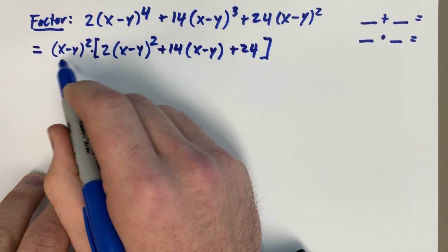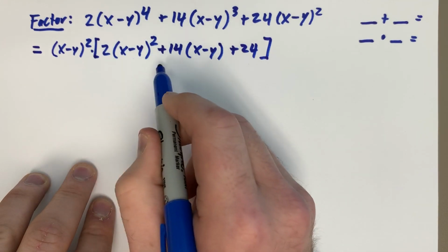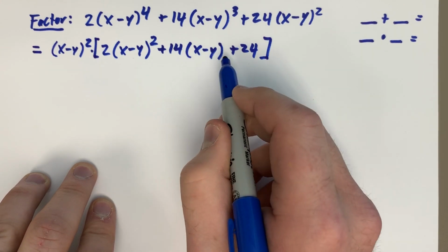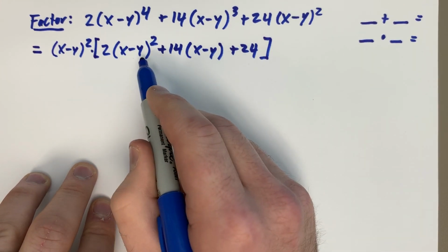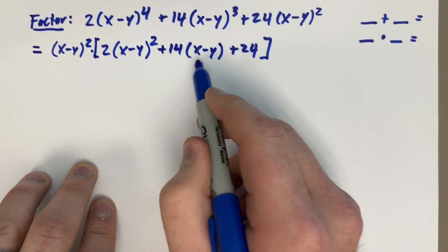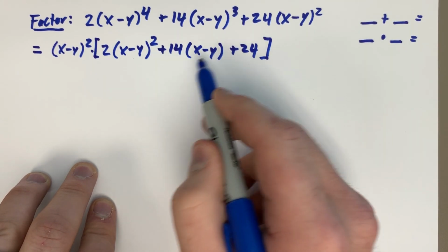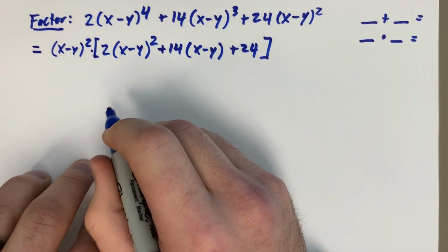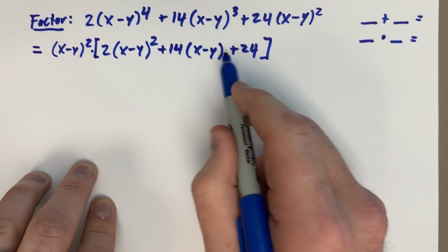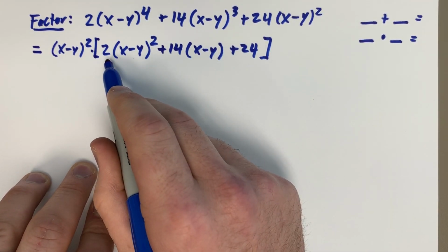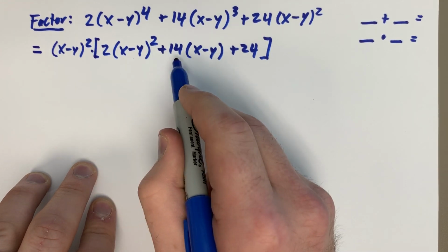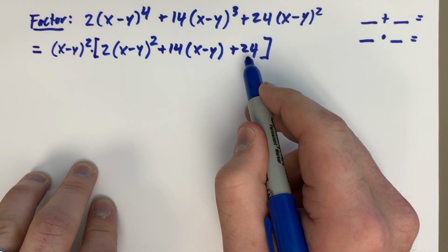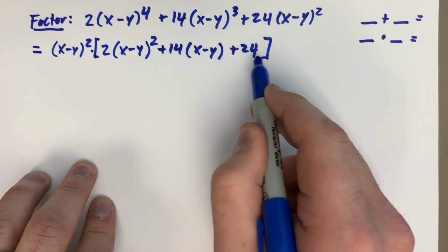So out here we have (x − y) squared times brackets. The brackets already contain a quadratic expression: (x − y) squared plus 14(x − y) plus some constant. So this is getting closer to being a normal quadratic expression. It turns out we can also factor this 2 out of everything here, because we have a 2 leading in front of the (x − y) squared, a 14, which is divisible by 2, and this 24, which is also divisible by 2. So we can factor a 2 out of all of these.